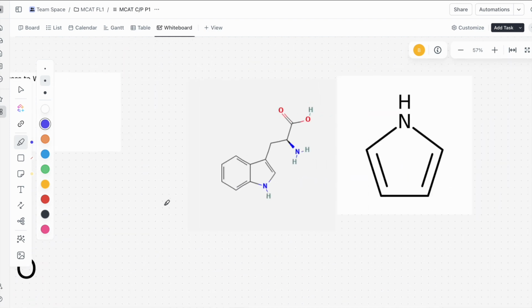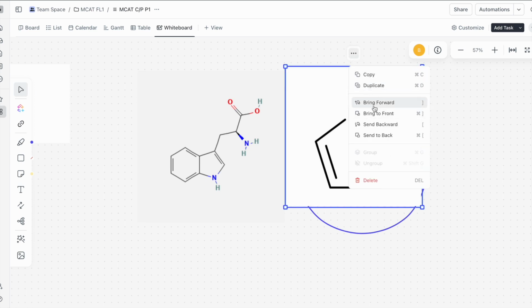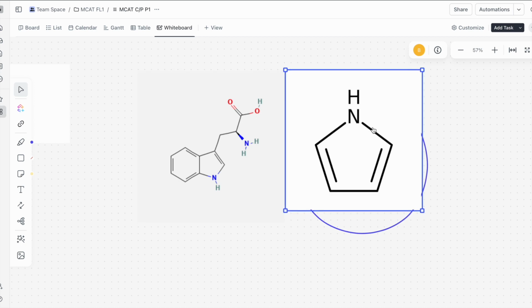And pyrrole, this is this group right here. Also another heterocycle, just not the one we're looking for. You should know the names and the structures of these. They're definitely fair game for the MCAT. Even if other people don't think so, I can assure you that this is fair game.